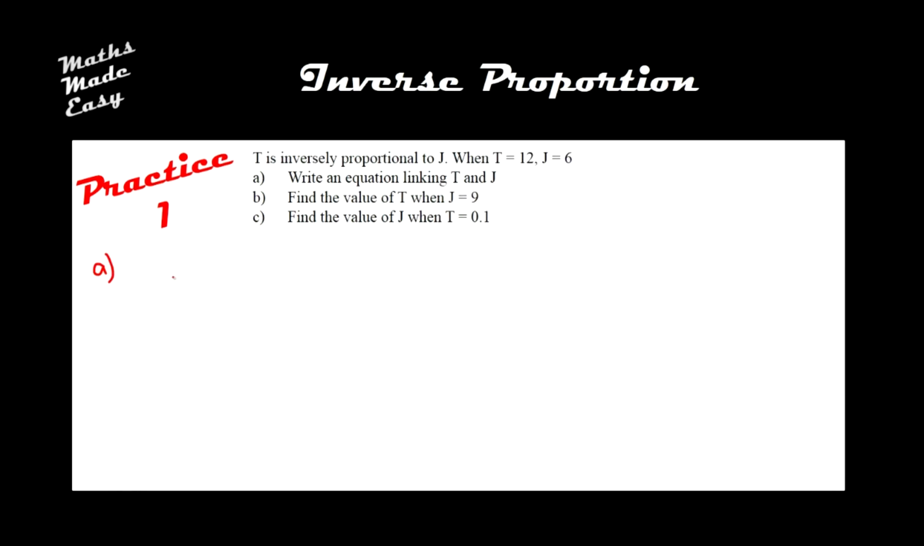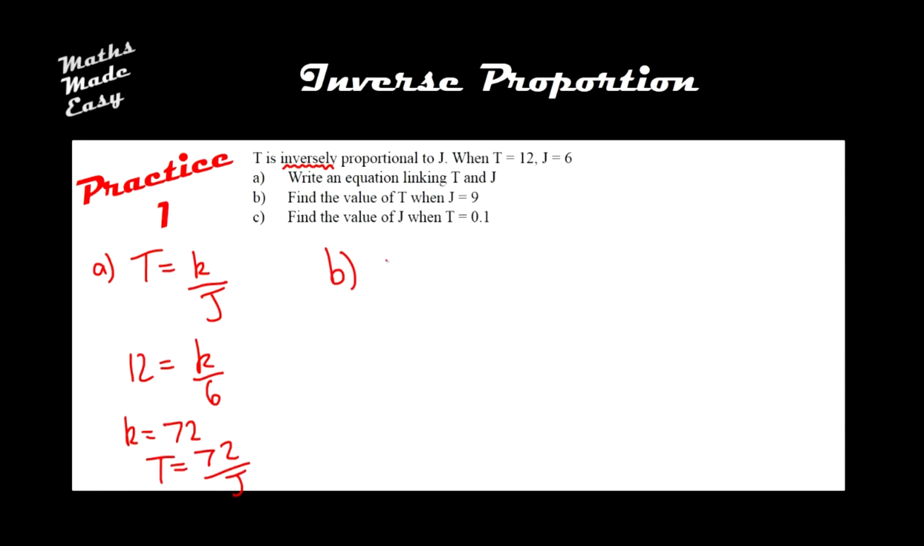Okay, so here's the answer to part A. We're going to write down T equals K over J this time because it's inversely related rather than directly, and we're told that T is 12, so 12 equals K over, and we're told that J is 6. We multiply these two together, then we would get K equals 12 times 6, which is 72, in which case the formula is T equals 72 over J.